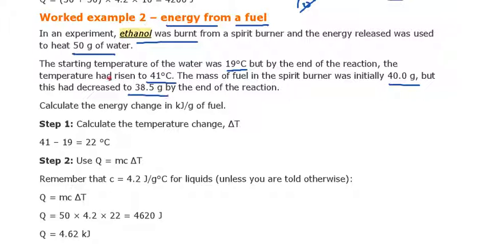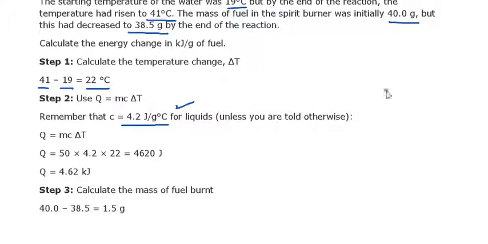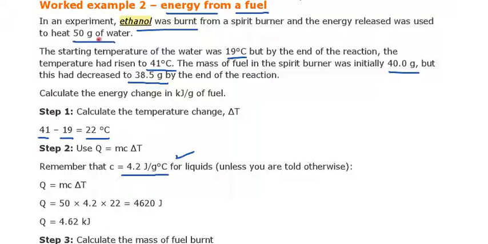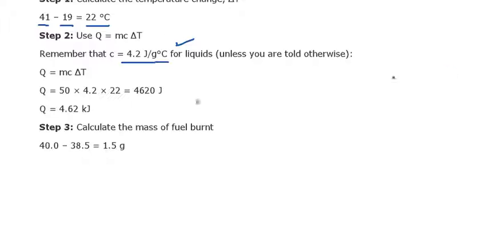First, the temperature change, 41 minus 19, is this value. The C value is constant because water is a liquid, and the mass value we are measuring here. We are taking around 50 gram of water. Yes, so primarily you are getting this value.